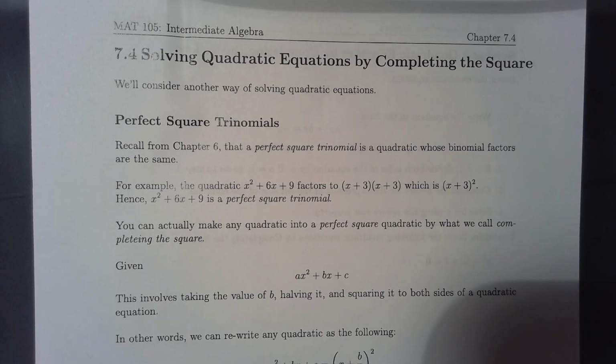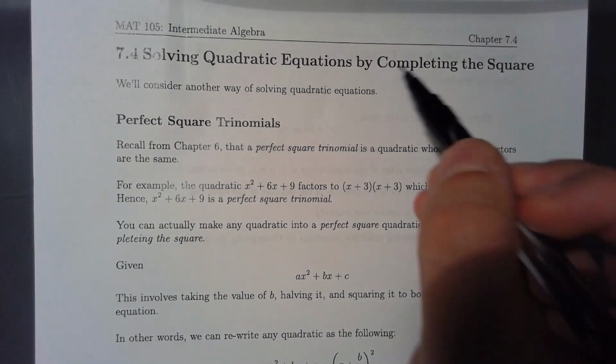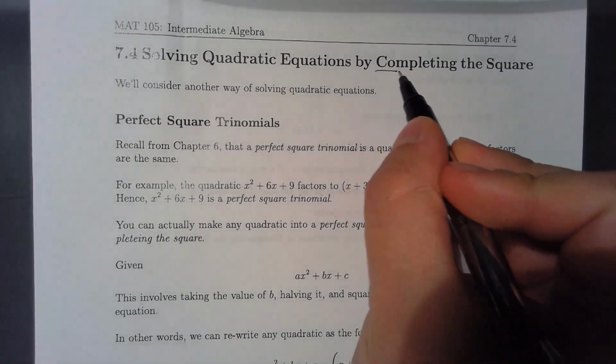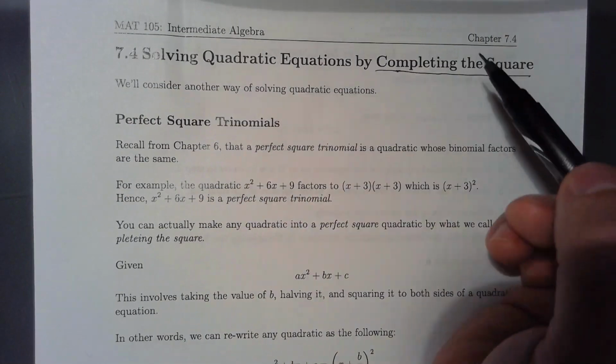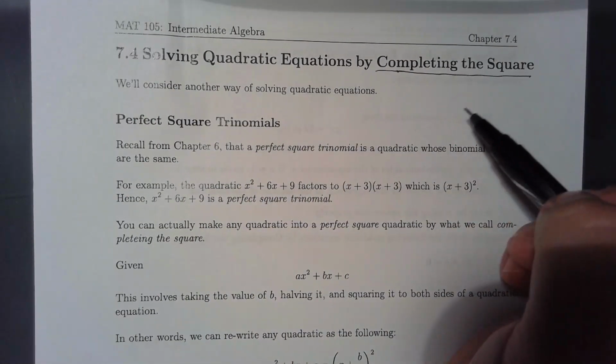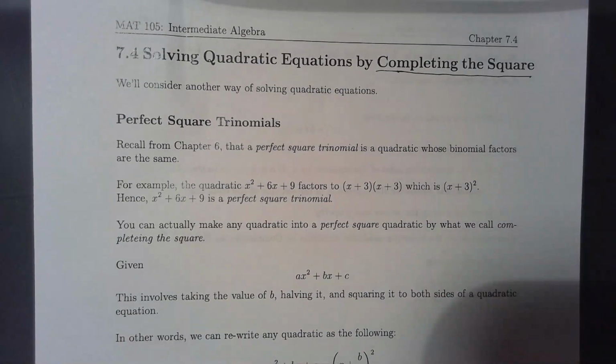And this is one of those other techniques I talked about in 7.3, which is called completing the square. So if you recall, in 7.3, what did we do? We took the square root of both sides of a quadratic equation.